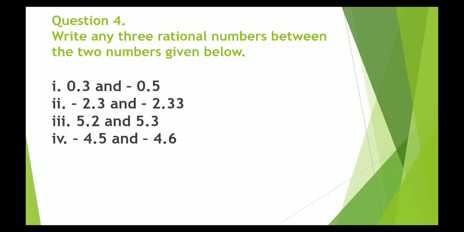Now question number 4. Write any 3 rational numbers between the 2 numbers given below. I have 2 rational numbers. Between the 2 rational numbers, I have to write 3 rational numbers that come between the given numbers. So question number 1, 0.3 and minus 0.5. Here we have 2 methods to solve. Whichever method you find easy, you can solve by any method.